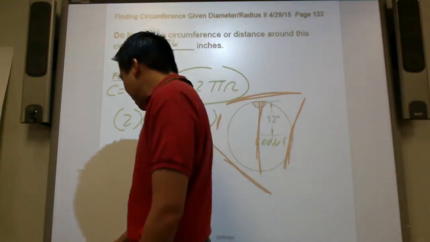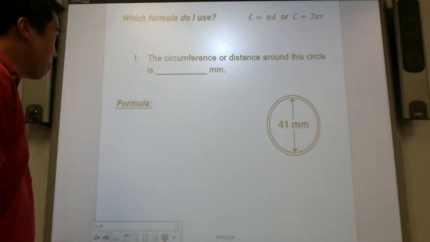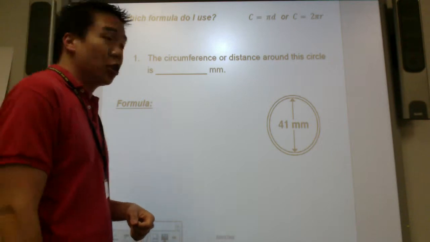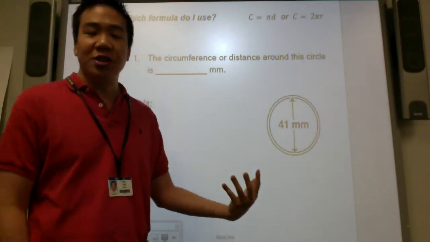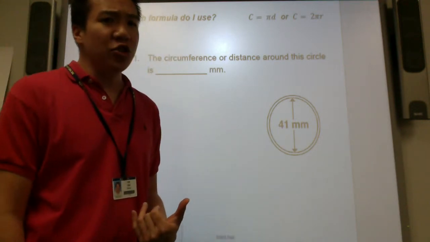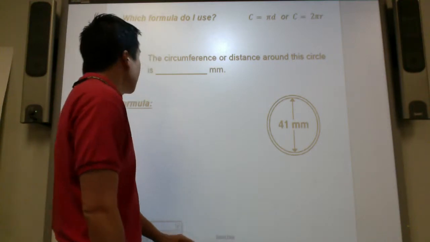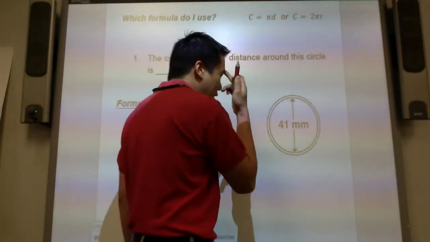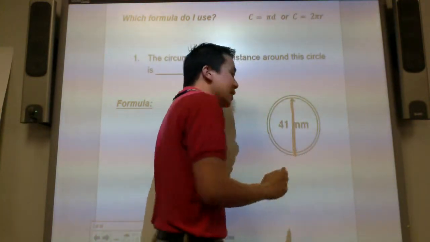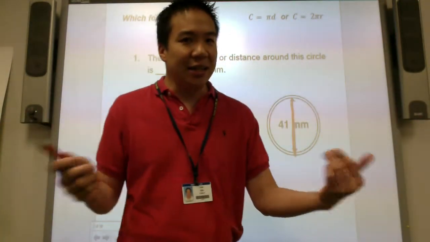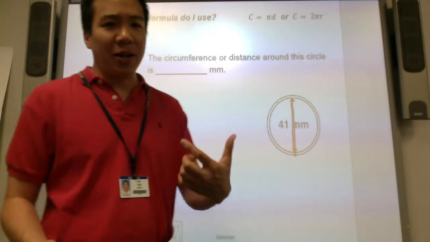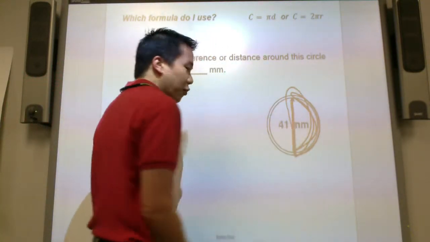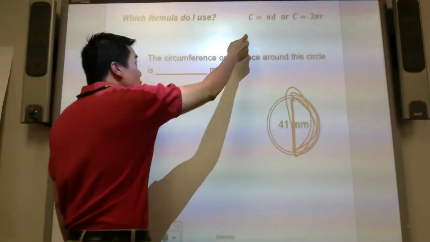All right, so let's practice some examples. Here's another example. Which formula do I use? Do I use pi d or 2 pi r? If it's about diameter, you use pi d. If it is about radius, you use 2 pi r. So the circumference or distance around the circle is blank millimeters. How do I memorize it? Oh, yeah. D. It looks like D, which stands for diameter. That's how I memorize it. It's kind of weird, but this is how you see the letter D right here. D for diameter. So I'm going to use this formula.